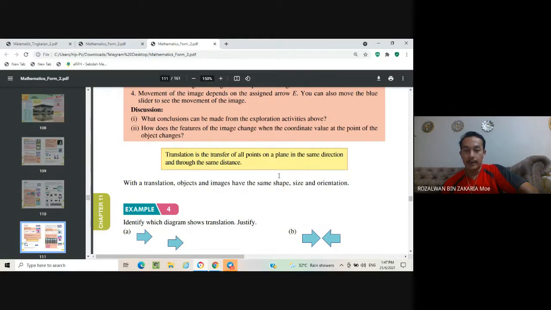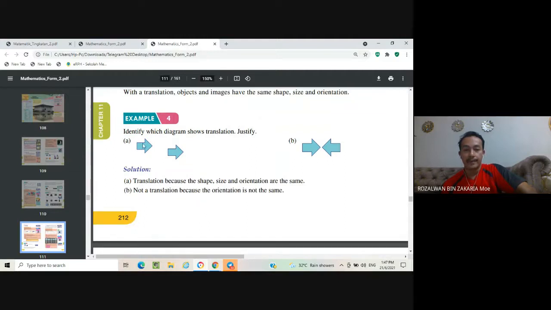So remember this one. Okay, look at example 4 here. Identify which diagram shows translation and justify. So look at A. If you say this one is the object, this one is the image. If you can see the shape of these two, object and image, it is the same. The size is also the same, and also the orientation. You can see the direction of these two, object and image, is the same. So this one is the translation because the shape, size, and orientation are the same.